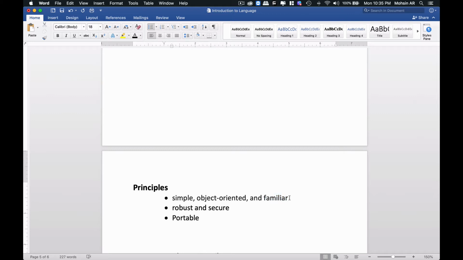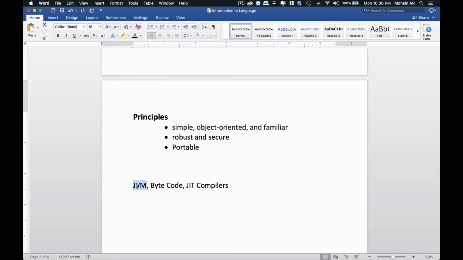The second point is robust and secure. It is very secure, and Java provides file management. Java provides Java EE Enterprise Edition, desktop applications, mobile applications, and Java is a portable language. Why is it a portable language, how does it become a portable language? I will cover each and every topic in the next video. So JVM, Java Virtual Machine, bytecode, and JIT compilers. What is JVM, what is bytecode, what is a JIT compiler? Later on we will discuss them.